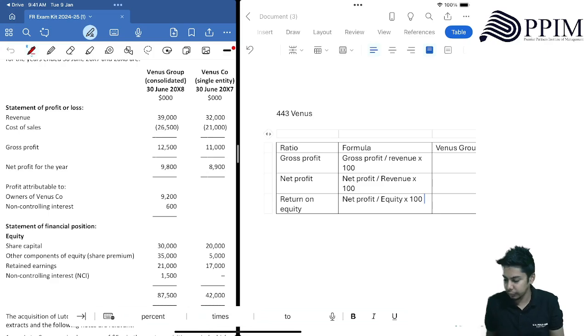Okay, I'll give you 5 minutes. Quickly calculate the ratios and then we can start doing the other things. Should not take that long.